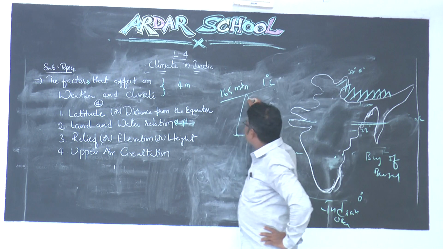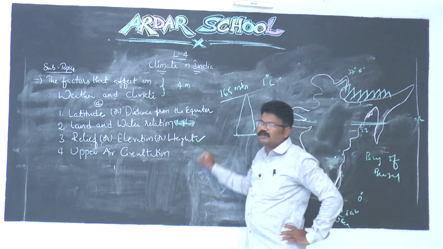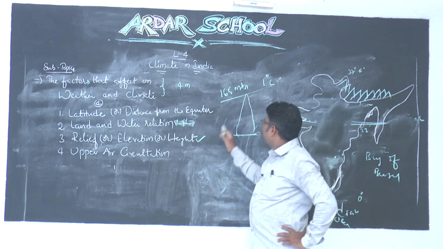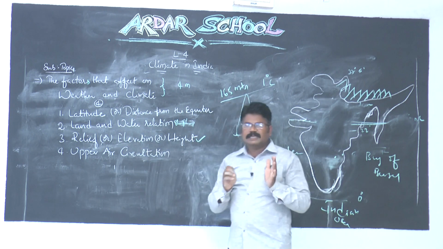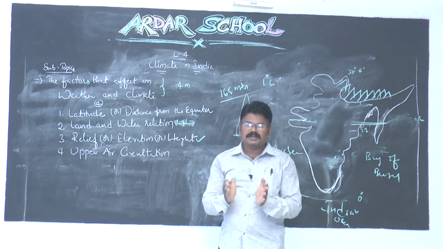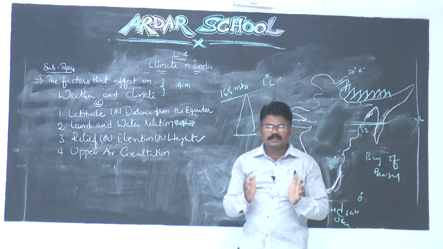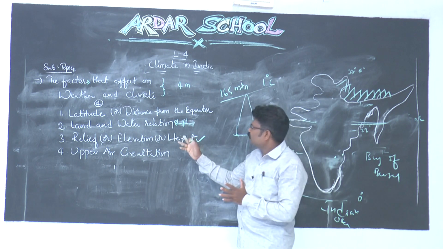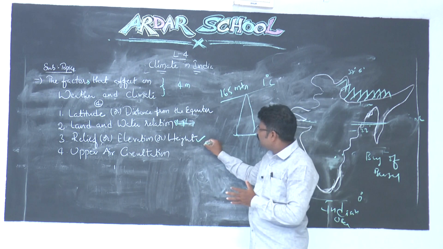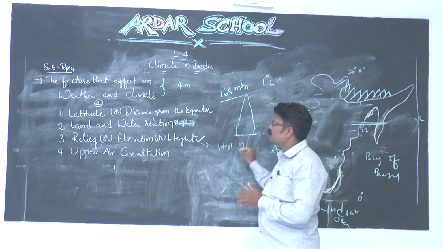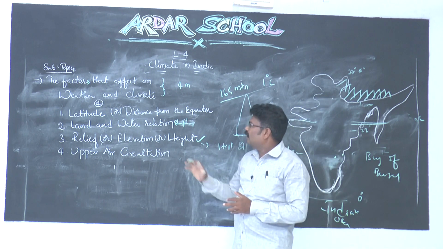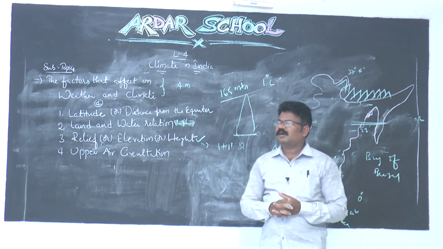Which one affects this? That's very important: height. Yes, height is very important. Height is one of the factors which keep places at a cool or hot temperature on the Earth's surface. That's very, very important. Here the best example is hill stations. Hill stations are the best example for relief, elevation or height.